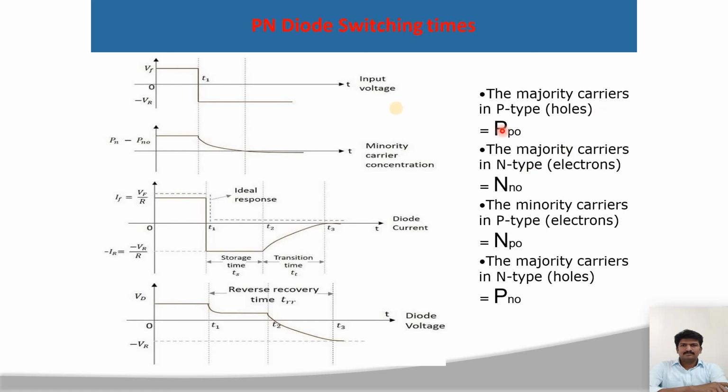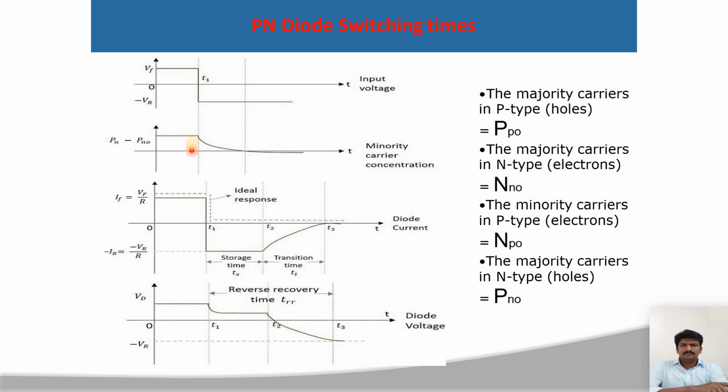Here let me consider we have the input voltage. When it has a forward voltage, the diode becomes forward biased. Then it is a reverse voltage. Here you see the minority carrier concentration and the diode current. Let us look at this one and this one. In the forward voltage, the diode current is like this. In the reverse, the diode current is going to be like this. It means that it is not going to be non-conducting.